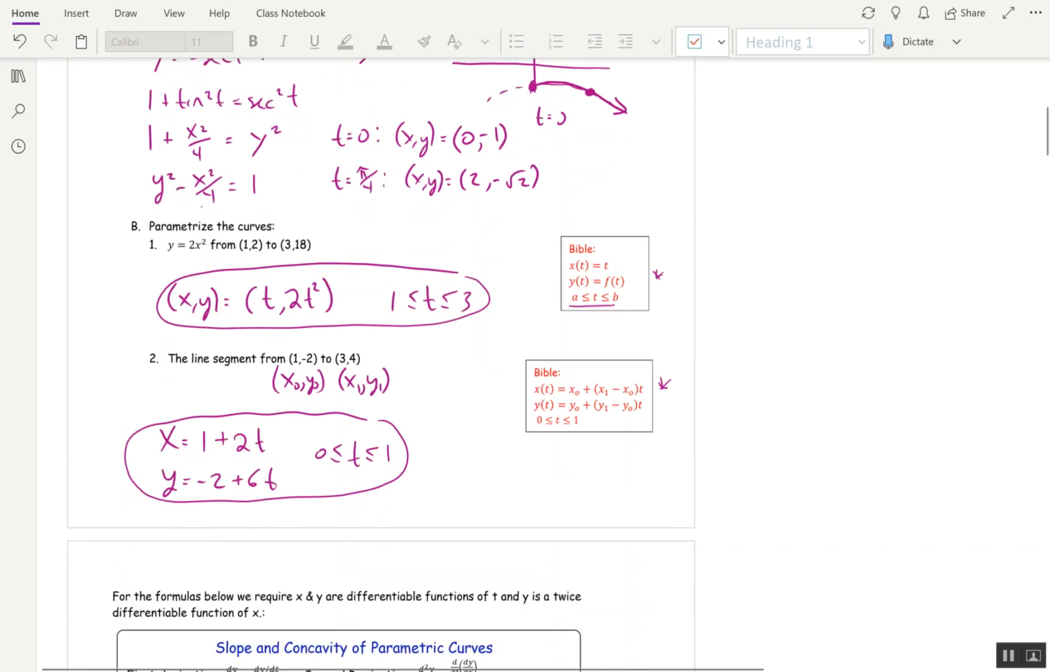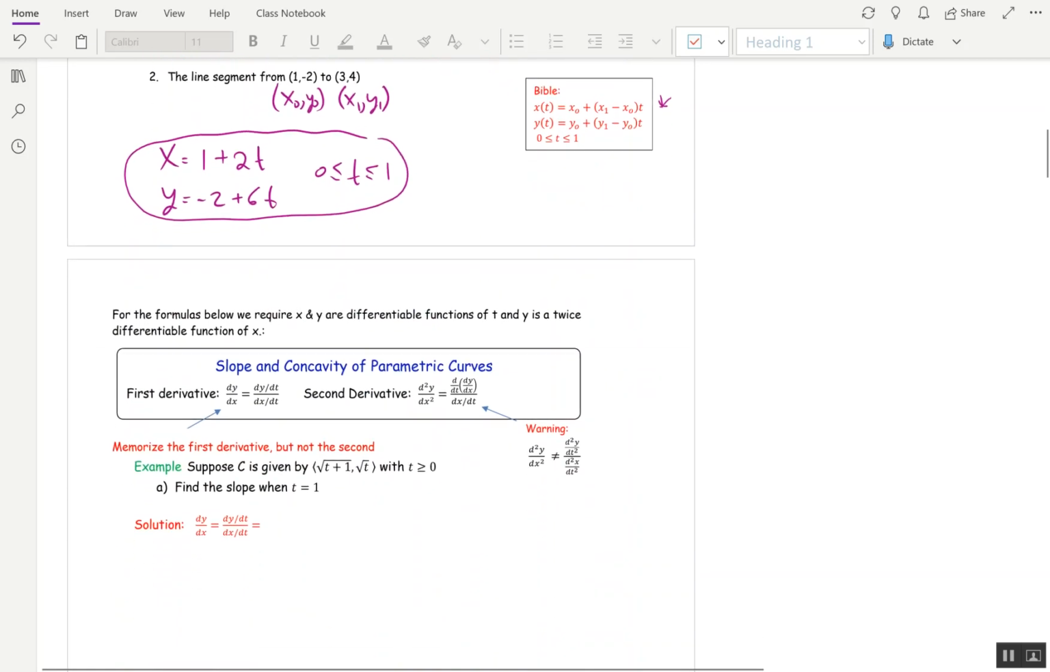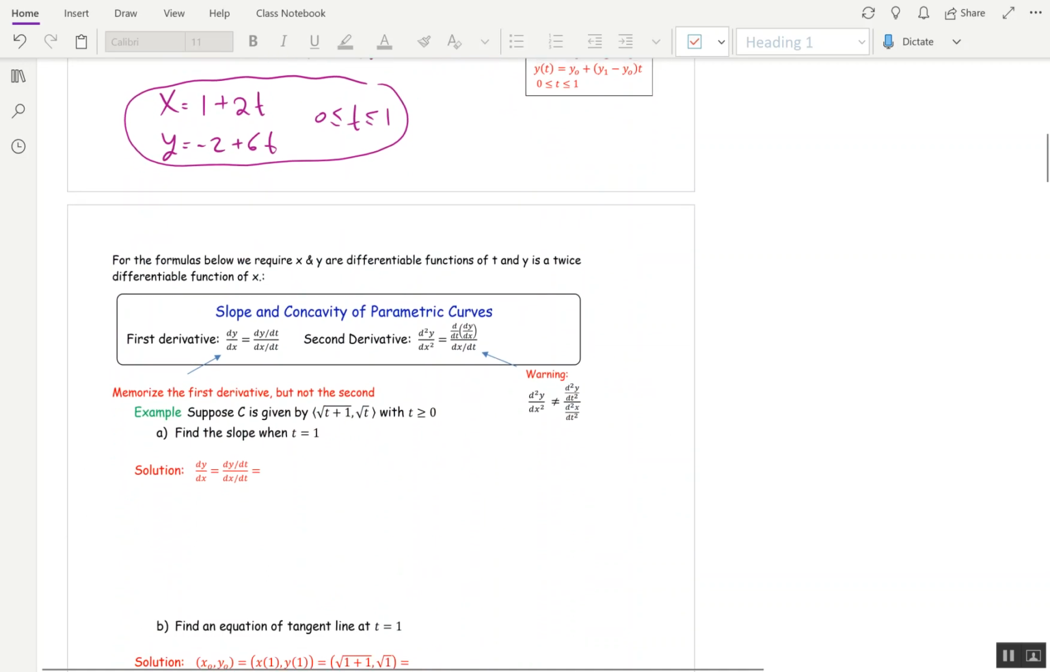Okay, on to the new stuff. If you want the slope of a curve given parametrically and you do not want to solve for y, you can use this formula right here.